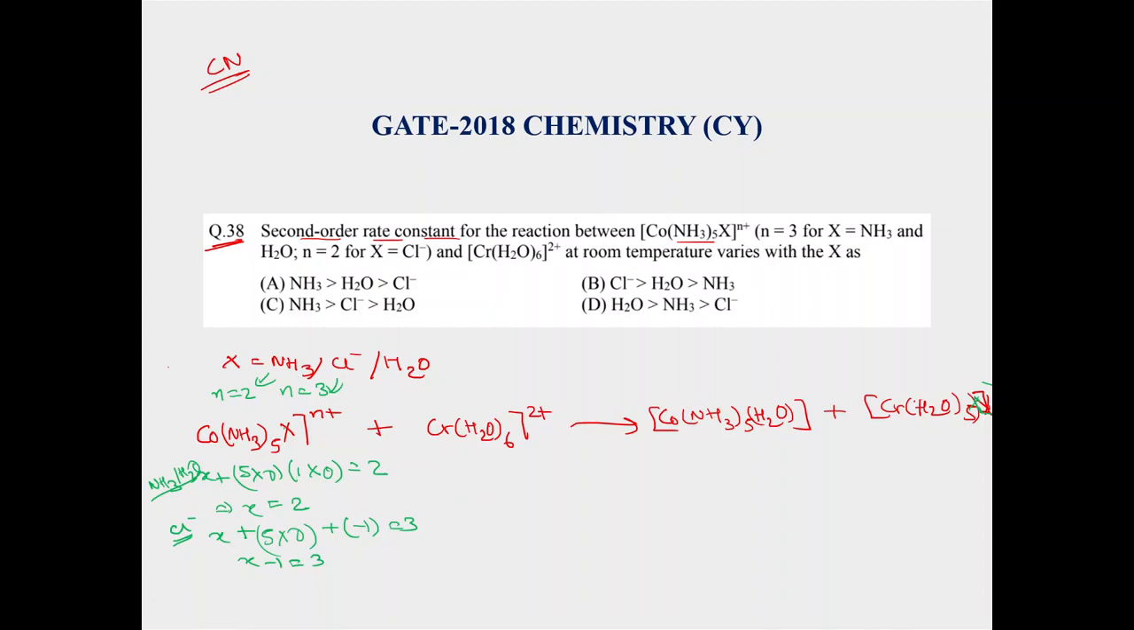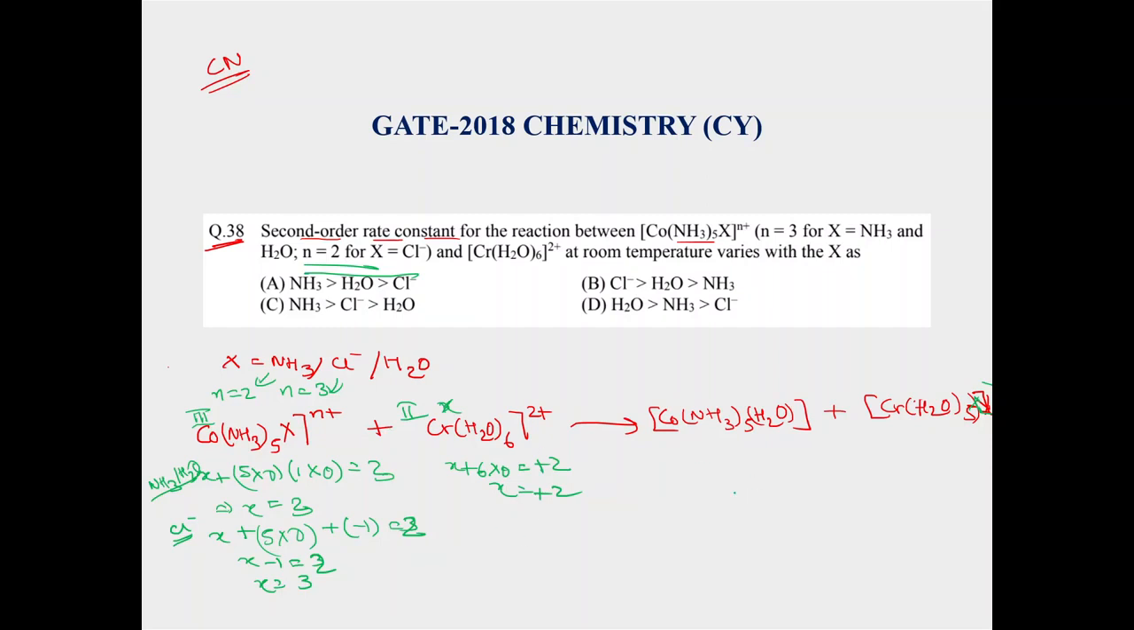Did I say correct? I said just the opposite, right? For NH3 and H2O, it's 3. So x is equal to 3. And when it is Cl minus, n is 2. So here it is 2. That means x is equal to 2 plus 1. That is 3. So the cobalt is in plus 3 oxidation state no matter whether X is NH3, H2O or Cl minus. Okay. And for chromium, x plus water is the neutral ligand. So 6 into 0 is equal to plus 2. That is x is equal to plus 2. So chromium is also in plus 2 oxidation state.